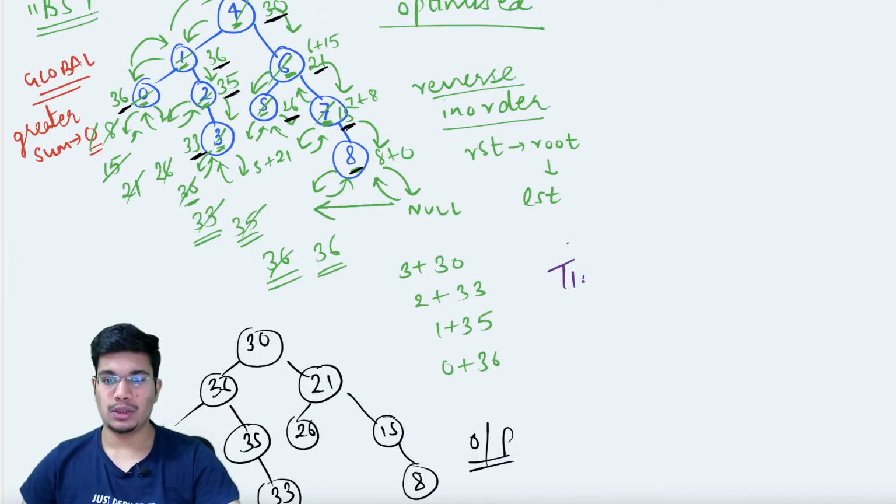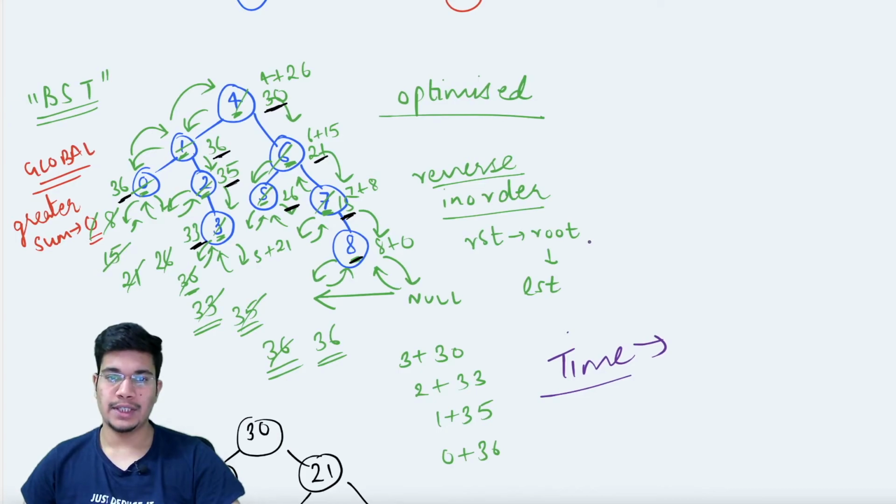greater sum tree. So the time for this one, we are only making one DFS recursive call and iterating only once over all the nodes and updating the values. So clearly we are only iterating over every node a single time. So if there are n nodes, the time will be big O of n.